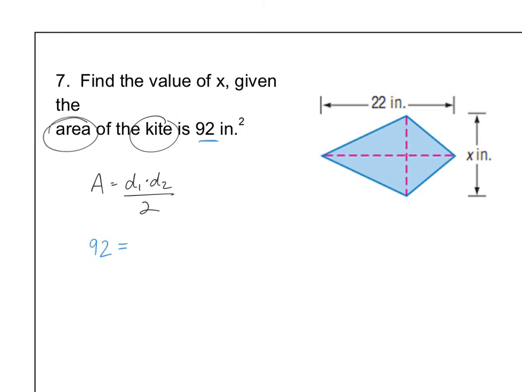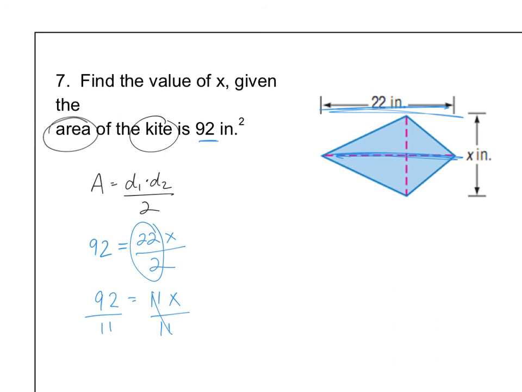I know one of the diagonals. If I look over here, the 22 is the same as this one. So one of the diagonals is 22, the other one is x, and then I have to divide by 2. Now just simplify. A quick thing you can do is just divide these, and so you can take 92 equals 11x, or you could have multiplied both sides by 2, doesn't really matter. Divide by 11 if you do it this way, and x should end up being 8.36, and this time it's just the length of the diagonal, so it's just inches.